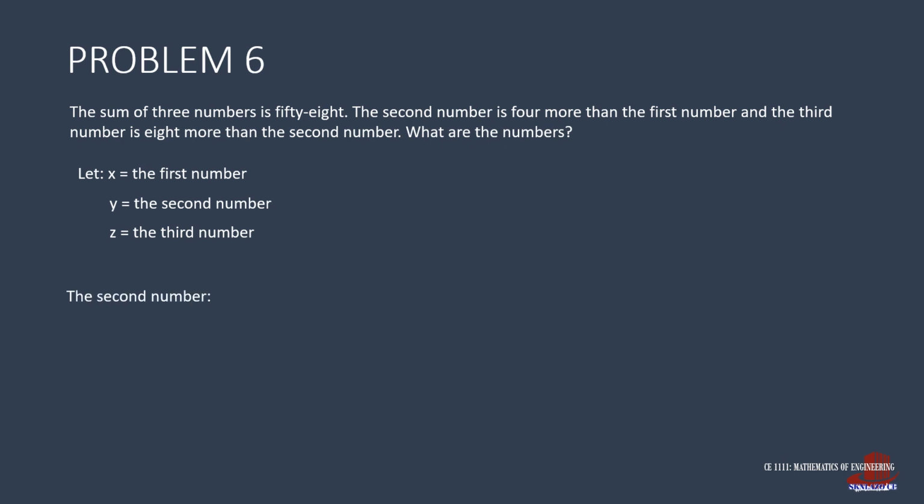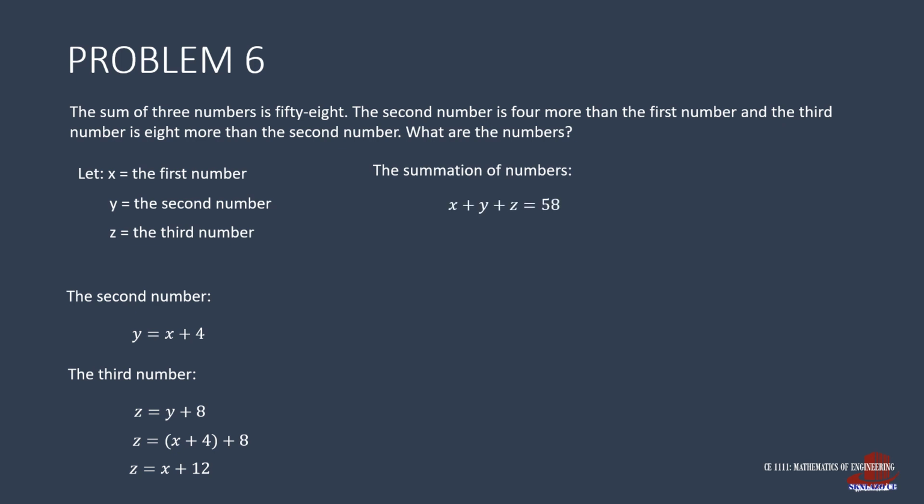From the problem, the second number y is x plus 4. Also from the problem, the third number is 8 more than the second, that is z is y plus 8. With y already identified as x plus 4, z then turns into x plus 12. The equation stating the summation of the numbers is x plus y plus z equals 58.